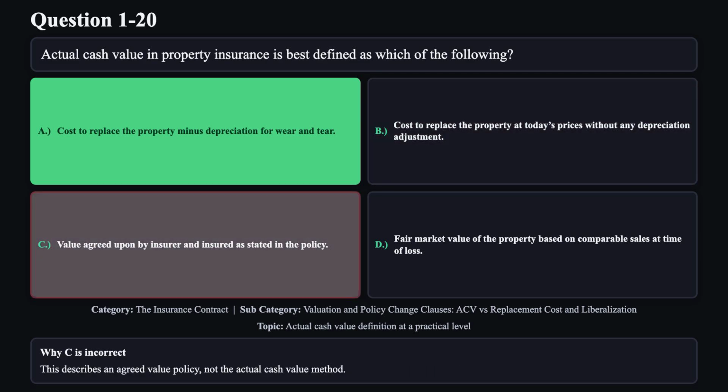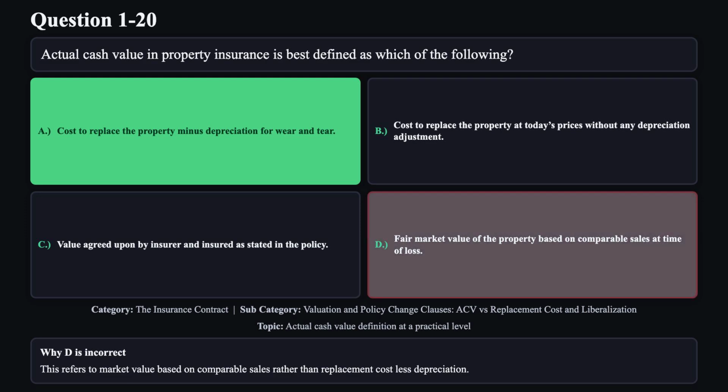Reason C is not correct. This describes an agreed value policy, not the actual cash value method. Reason D is not correct. This refers to market value based on comparable sales rather than replacement cost less depreciation.